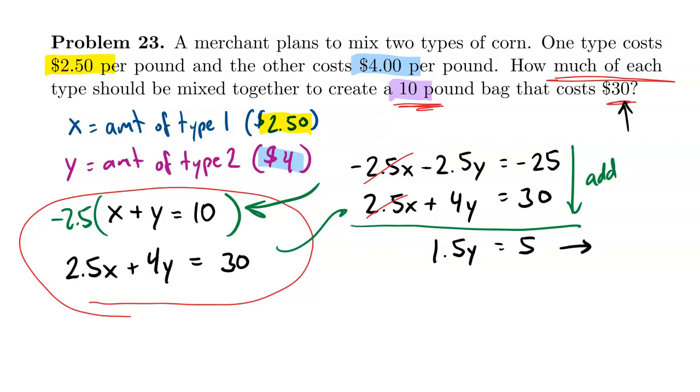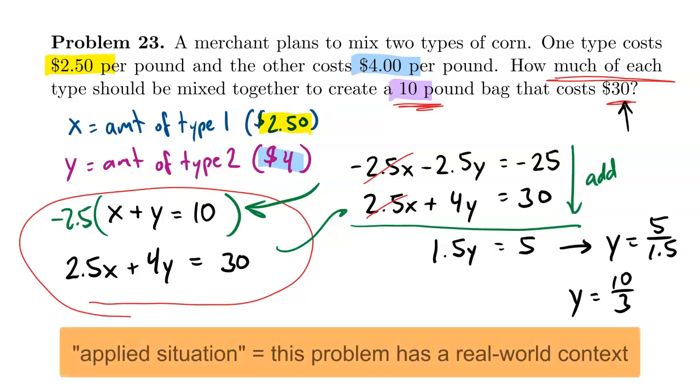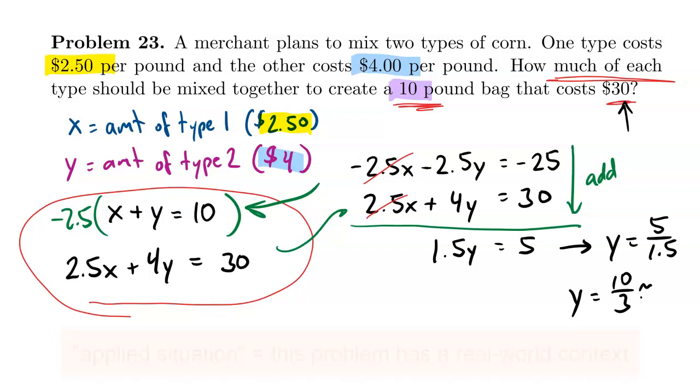We can solve that to see that y has to equal 5 over 1.5. And we can simplify that fraction. If I double the top and the bottom, I get 10 over 3. But also, because this is an applied situation, it might make more sense for the merchant to think about this as a decimal number. So the value that we're looking for is really approximately 3.3.